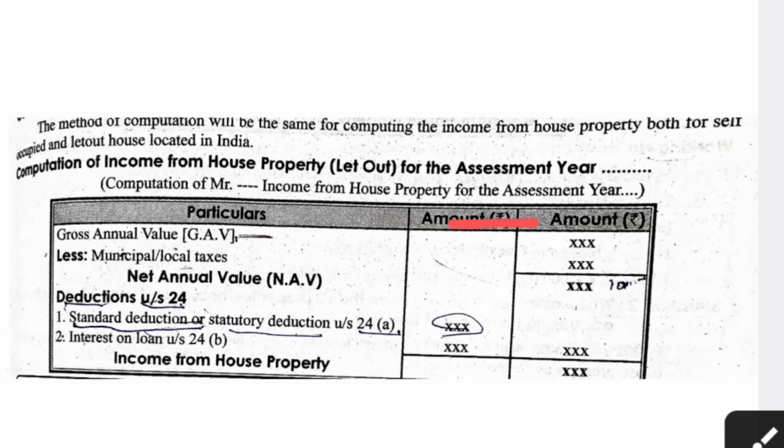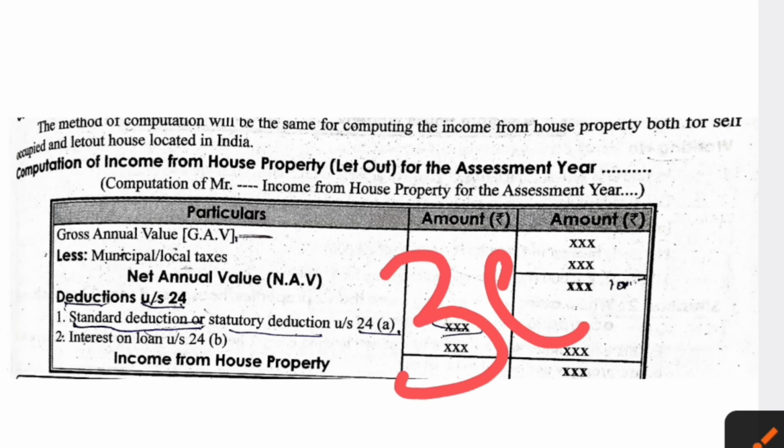From GAV you need to deduct the municipal expenses or municipal taxes or local taxes. After deducting you will get the NAV, that is net annual value. Municipal taxes they will give in the question, GAV we need to calculate. If you deduct both, you will get NAV. Then you need to write the deductions under section 24. Here you will have two deductions: the first one is standard deduction and the second one is interest on loan.